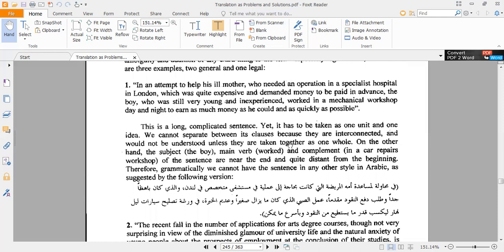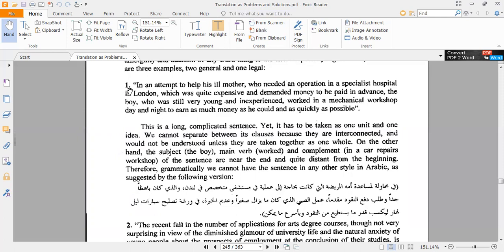In an attempt to help his ill mother. This is the subject of the sentence. Who needed an operation in a specialized hospital in London. هذه جملة اعتراضية, which was quite expensive and demanded money to be paid in advance. Also another أيضا جملة اعتراضية أخرى. The boy. أي إجينا للفاعل.